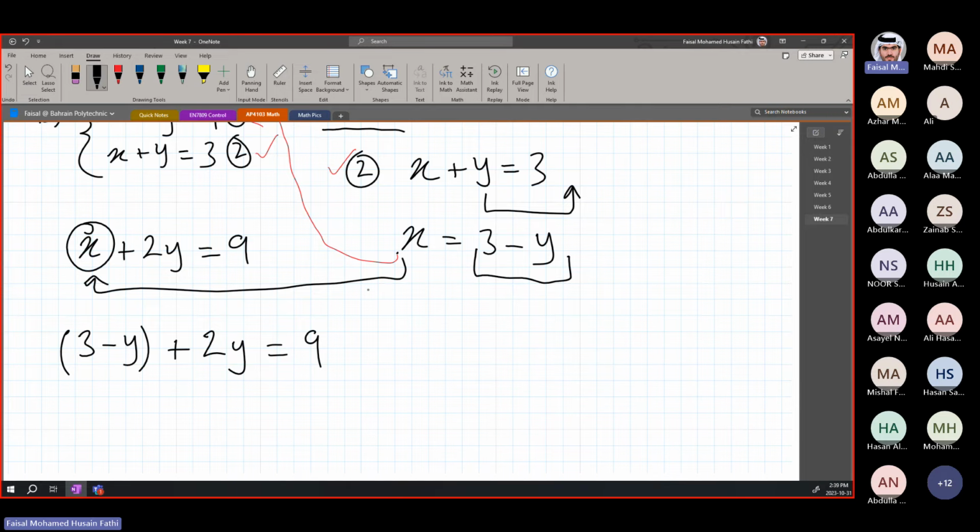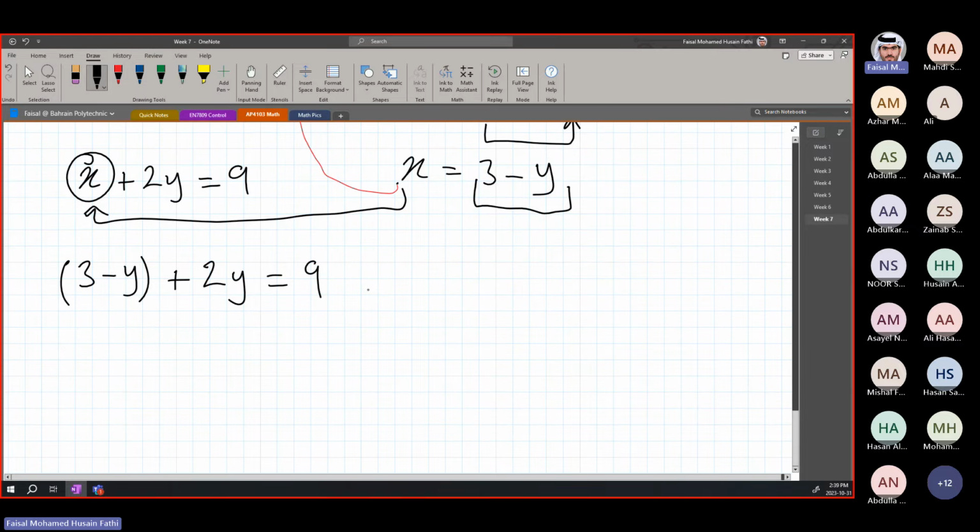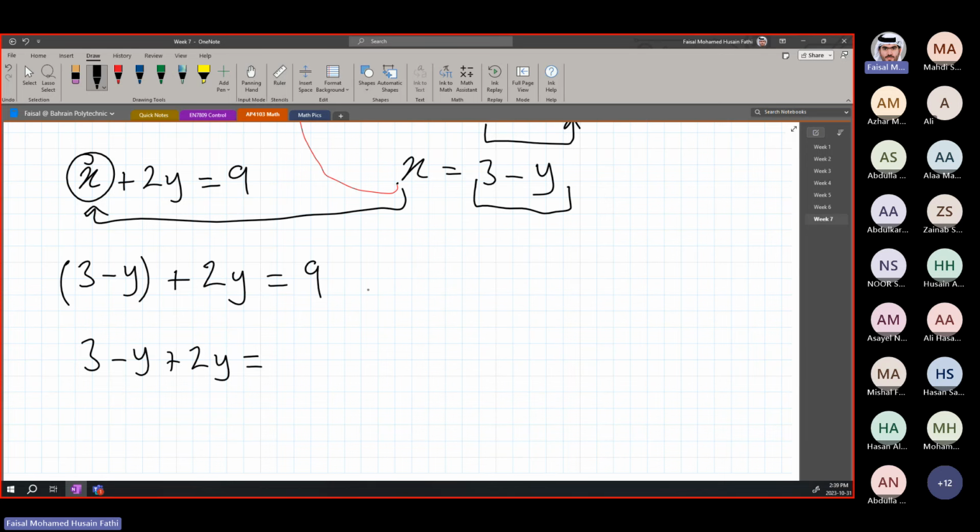Okay. And now, as you can see, we only have y. We have one equation with one unknown, which is the y, one variable. And then we solve this one. So 3 minus y plus 2y is equal to 9.